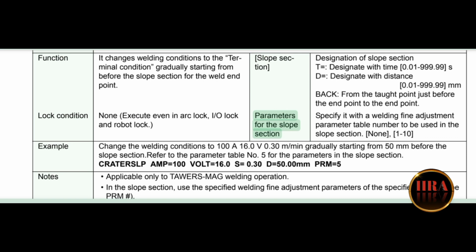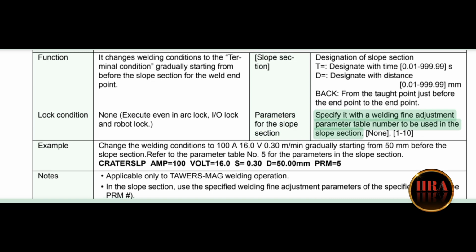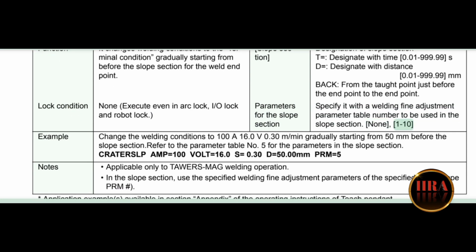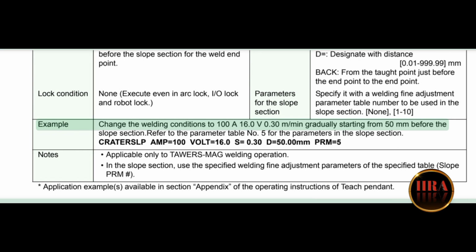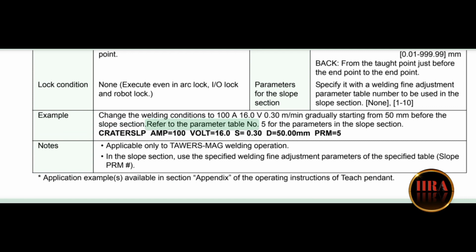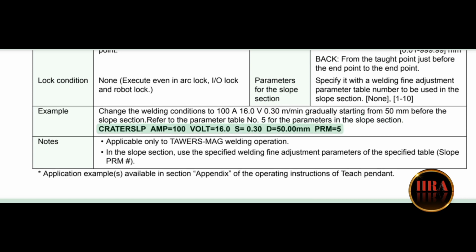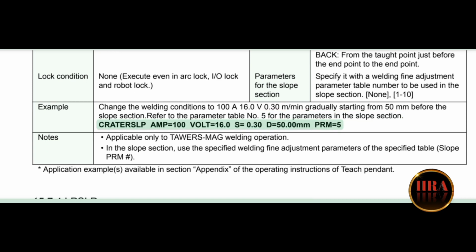Parameters for the slope section. Specify it with a welding fine adjustment parameter table number to be used in the slope section. None, 1 to 10. Example: change the welding conditions to 100 A, 16.0 volts, 0.30 meters per minute, gradually starting from 50 millimeters before the slope section. Refer to the parameter table No. 5 for the parameters in the slope section. CRATERSLP AMP=100 VOLT=16.0 S=0.30 D=50.00 mm PRM=5.